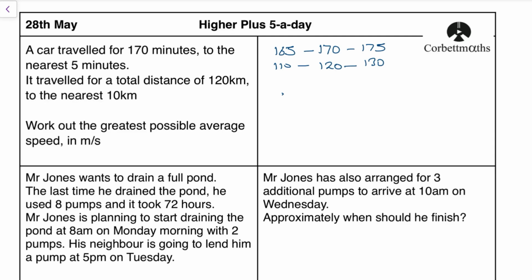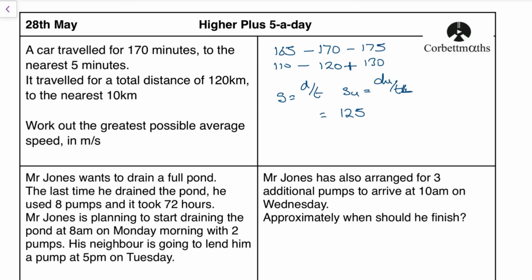Okay, so speed is equal to distance over time. And I want the greatest, so therefore the speed upper is equal to the biggest distance I've gone in the smallest amount of time, so time lower. So in other words, upper distance divided by time lower. Well, the upper distance is going to be 125.